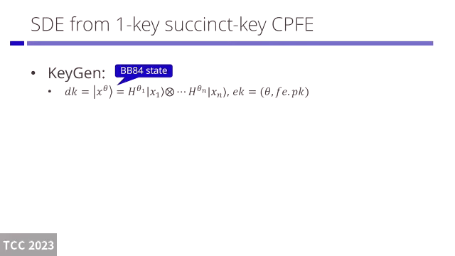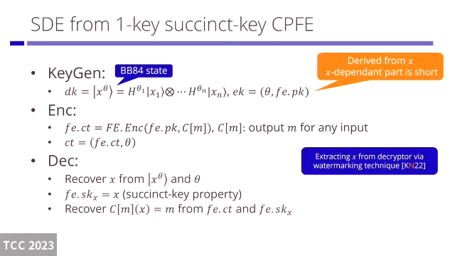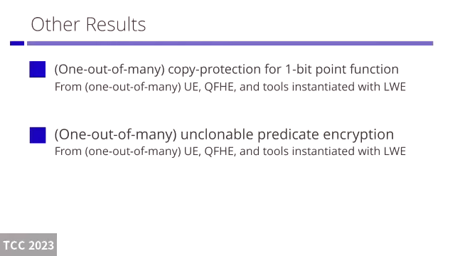Okay, I don't have much time, so let me skip the construction. Please see the paper for the details. I want to say that we also achieved copy protection for single-bit point functions and unclonable predicate encryption by using unclonable encryption. This is a general construction. If the underlying unclonable encryption satisfies the standard unclonable indistinguishability, the resulting construction also satisfies the standard unclonability.